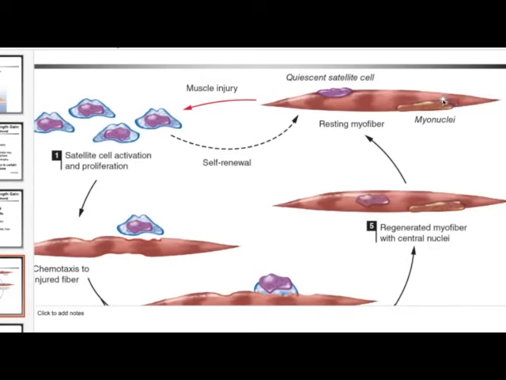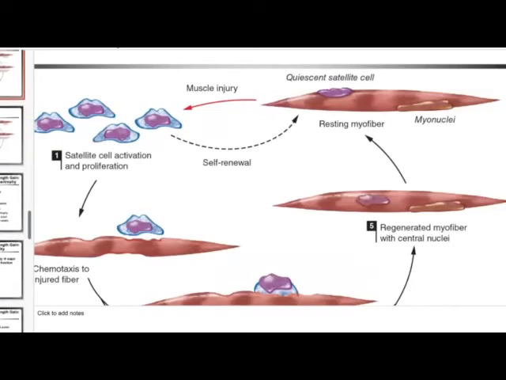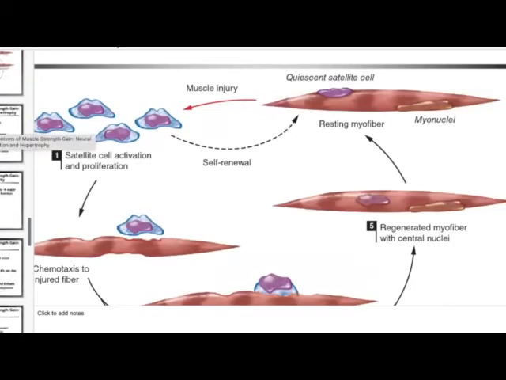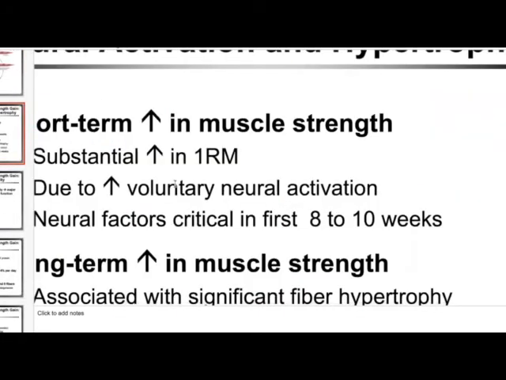And you could imagine if I do chronic resistance training, the numbers of myonuclei will increase along these muscle fibers. And that also could contribute to the actual hypertrophy or overall size of the muscle fiber. So that could be another way that muscles increase their size. Okay.